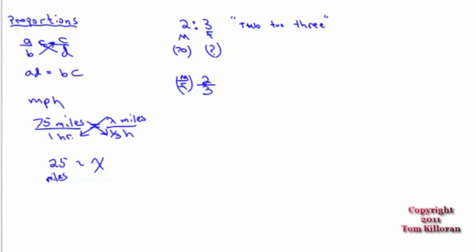So we have 2 to 3 is equal to, well, how many men do we have? 70, so that goes up top. How many females do we have? No idea, so you call it X. You set up a nice proportion and cross multiply. You get 2x is equal to 210, and therefore x is equal to 105. So there would be 105 females.